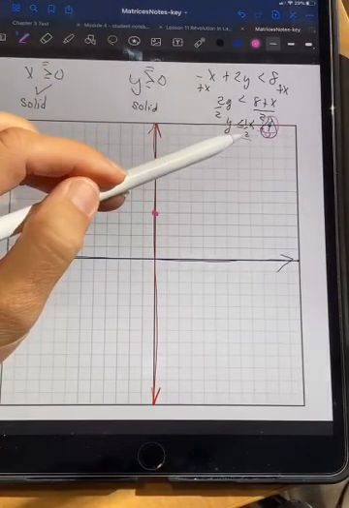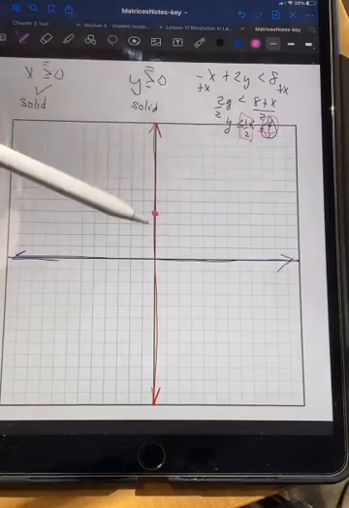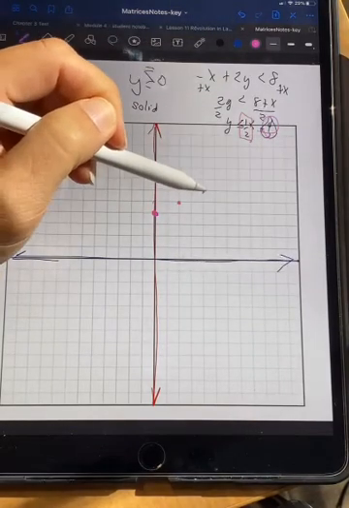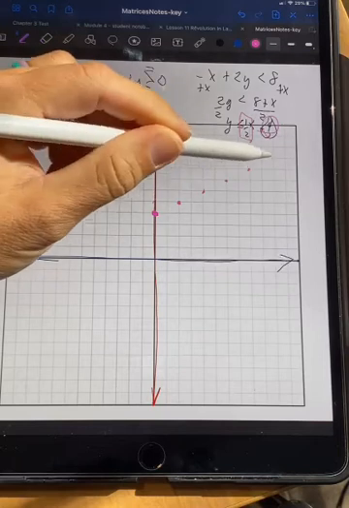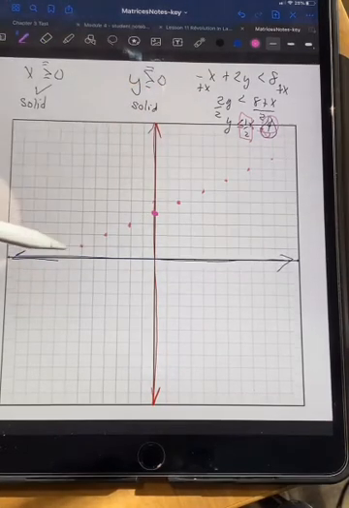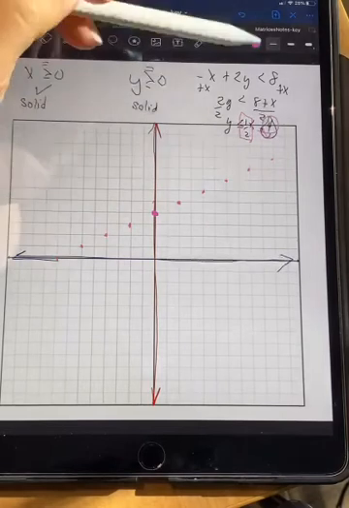My slope is positive 1/2, so I should be going up and it should be shallower. So I'm going to go up 1 over 2, up 1 over 2, and keep repeating that. Down 1, back 2, down 1, back 2. Keep repeating.